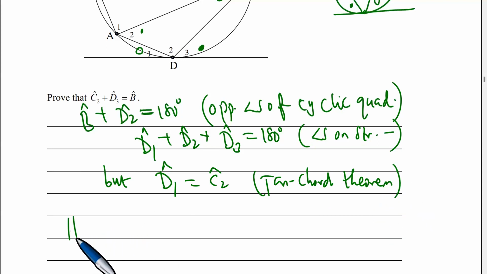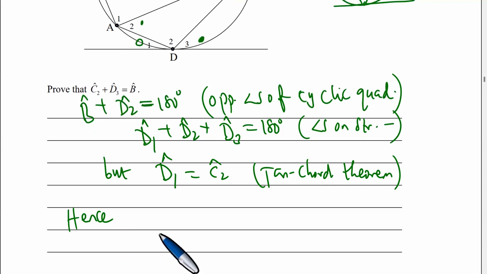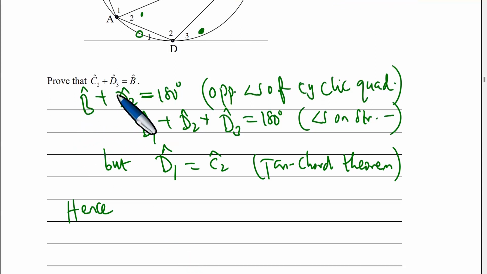Hence, what is the conclusion right now at this point? Obvious. This one is 180 and this one is 180. So we're good. We are good.